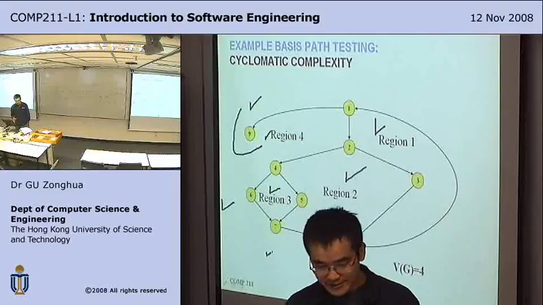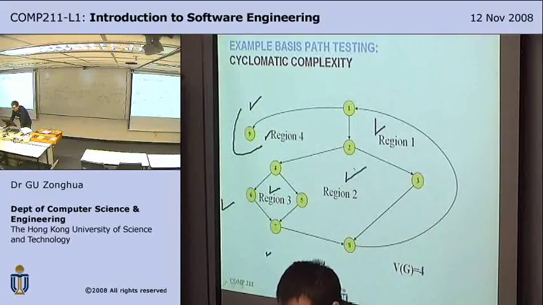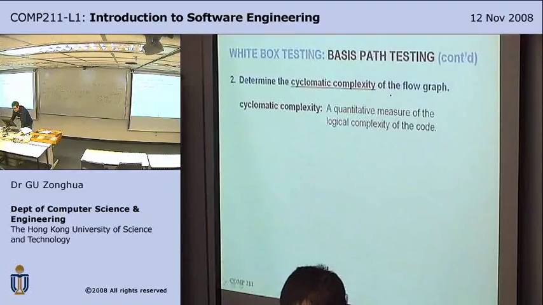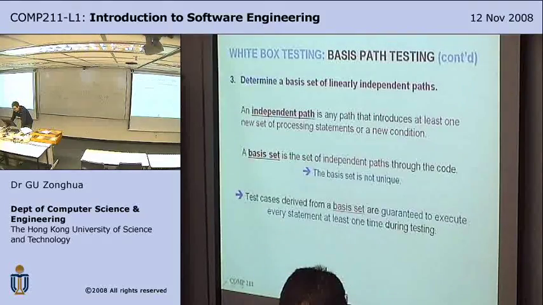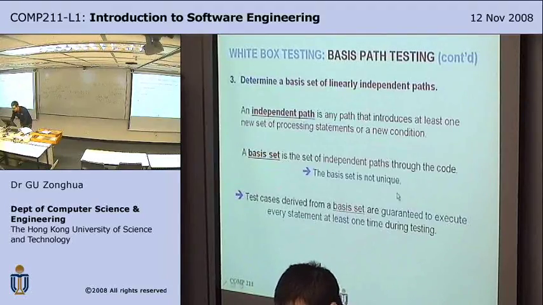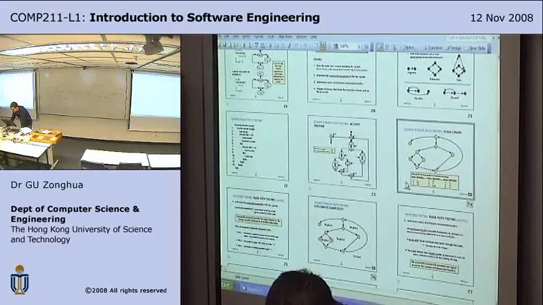Or you can count the number of edges and nodes. You have 9 nodes and 1, 2, 3, 4, 5, 6, 11 edges. So if you do it the other way, 11 minus 9 plus 2, number of edges minus number of nodes plus 2, that's also equal to 4.